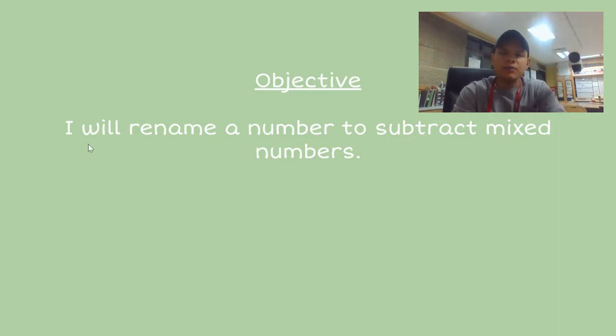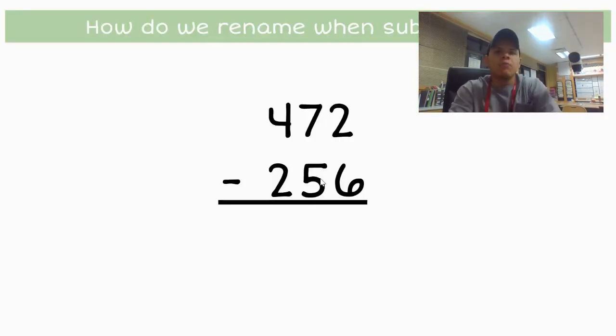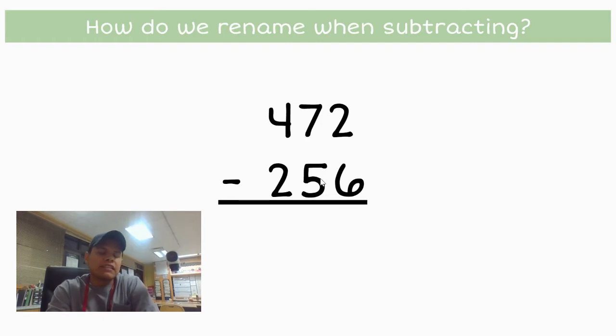Your objective is: I will rename a number to subtract mixed numbers. In lesson 7.6, you learned how to rename numbers from mixed numbers to improper fractions. We're going to do that a little bit today. You also, in lesson 7.7, learned how to add and subtract mixed numbers. Now, those were nice and pretty. These are going to involve a little bit of regrouping and renaming, okay? They're not as pretty.